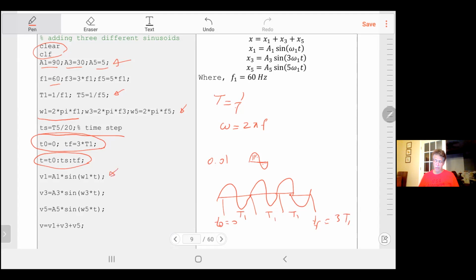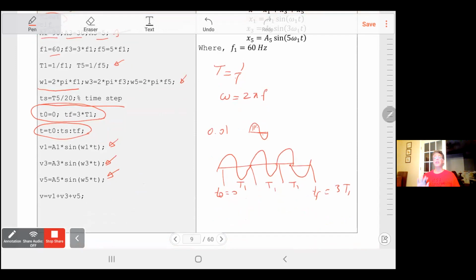Now you just write the equation for the voltage. V1 is equal A1 sine omega 1 t, and you already calculated omega before. Make sure when you write any expression and you use any variable, this variable should be defined before this line. The same thing for the equation for V3, for V5. And here you have V total. V total is equal V1 plus V3. Now we are ready. You can sketch the voltage against the time.